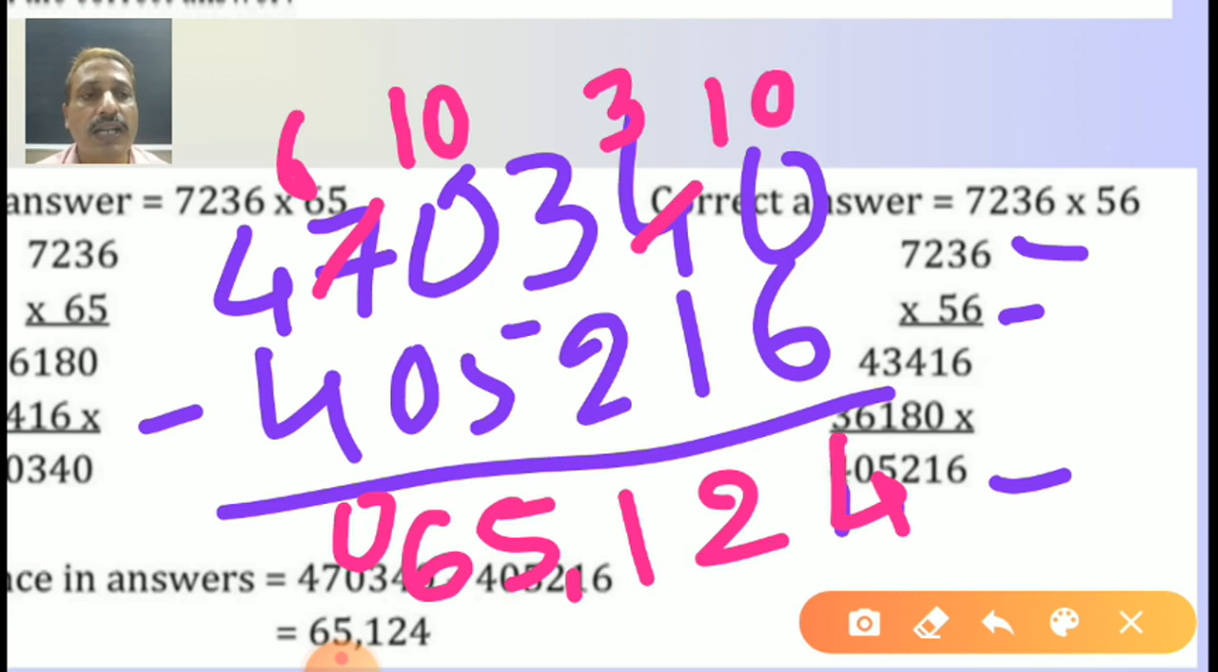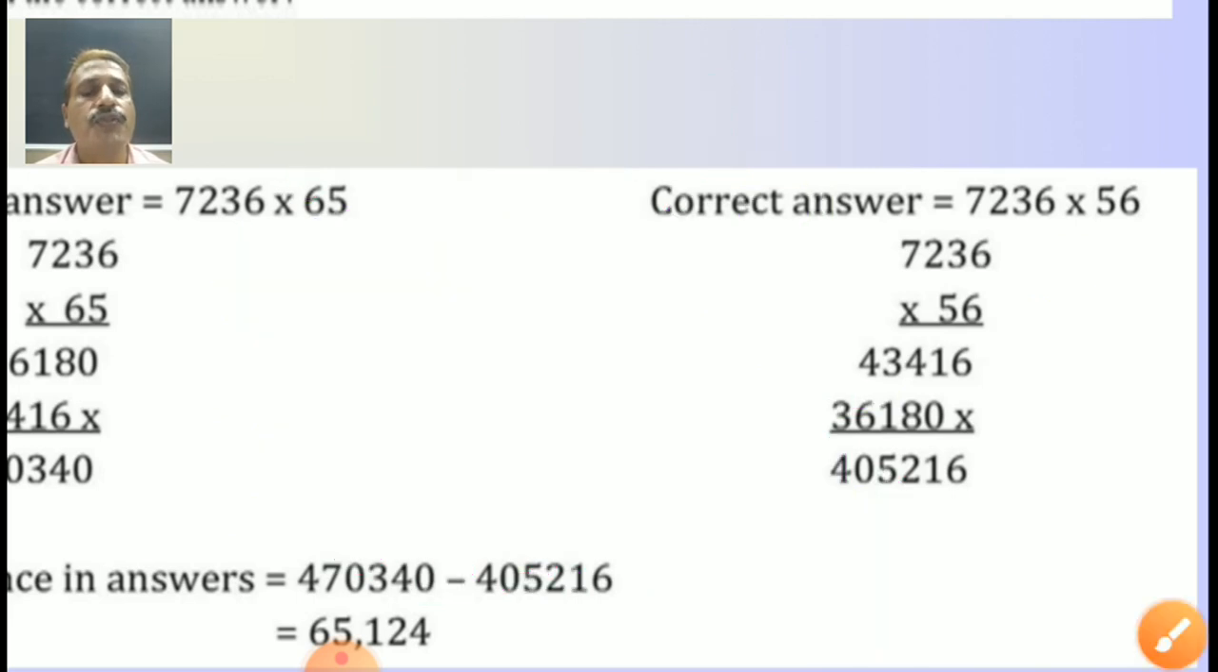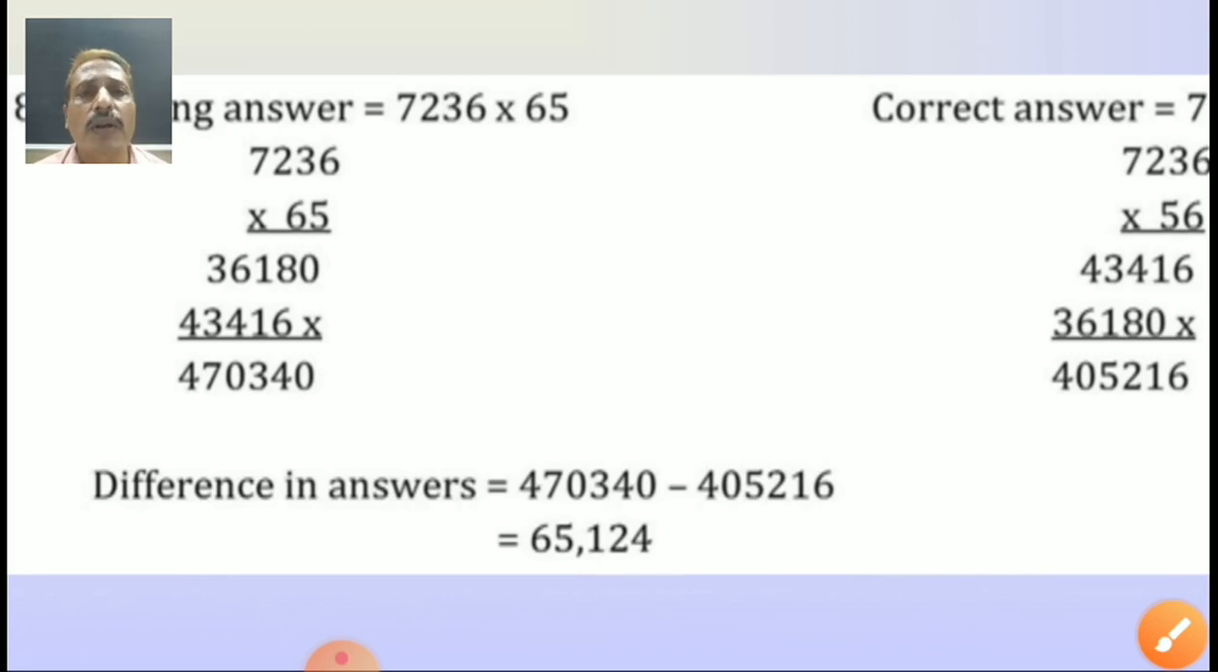Understood? Very nice. So I hope you clarified these questions and found how to get the solution of different types of questions. Good. So we will discuss the remaining questions of exercise 1.2 in the next session.